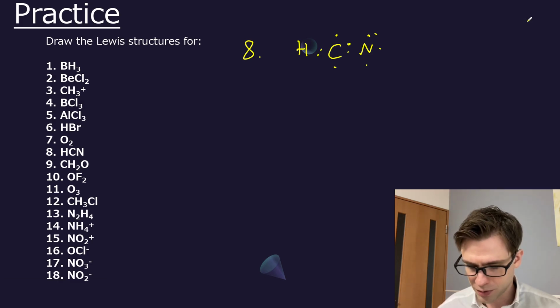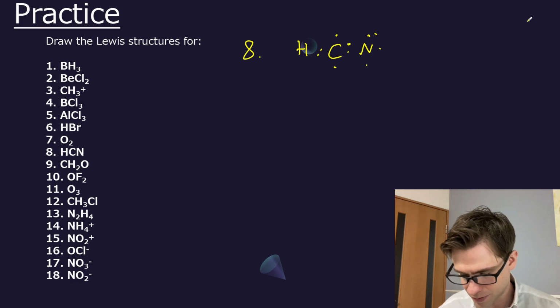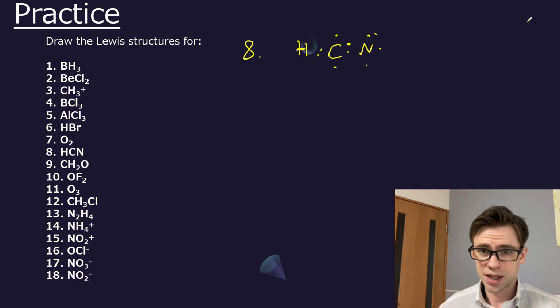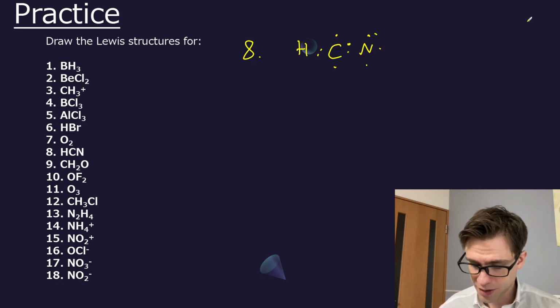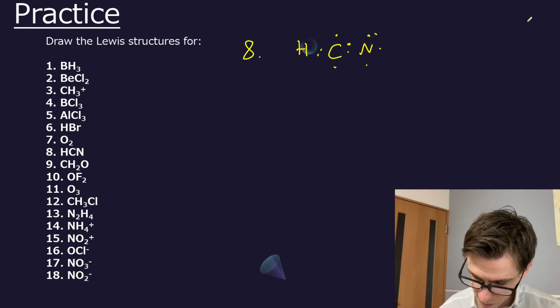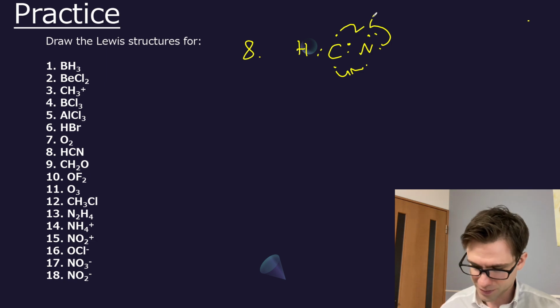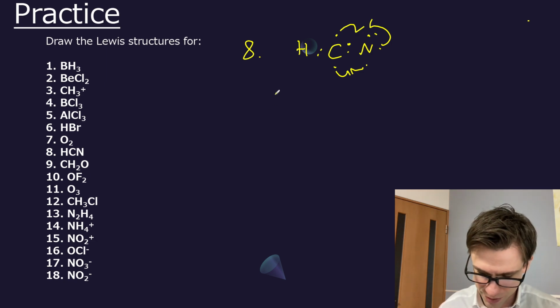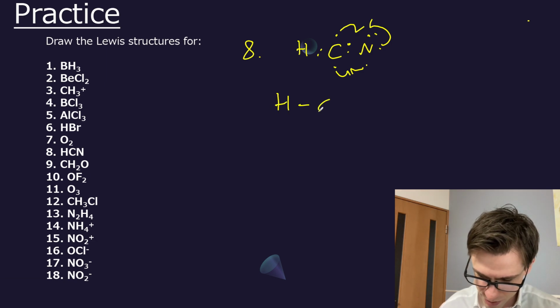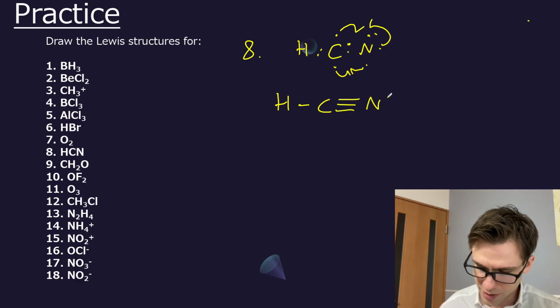Carbon's got 1, 2, 3, 4, 5, 6 electrons. Nitrogen's got 1, 2, 3, 4, 5, 6. They would like to have 8. So they need to share again with each other. So I think I'll have these 2 share. And these 2 share. Okay, it's kind of hard to see how that's going to end up, but we'll just have a single bond, HC, and then a triple bond, C to N, and N will keep one of its non-bonding pairs.